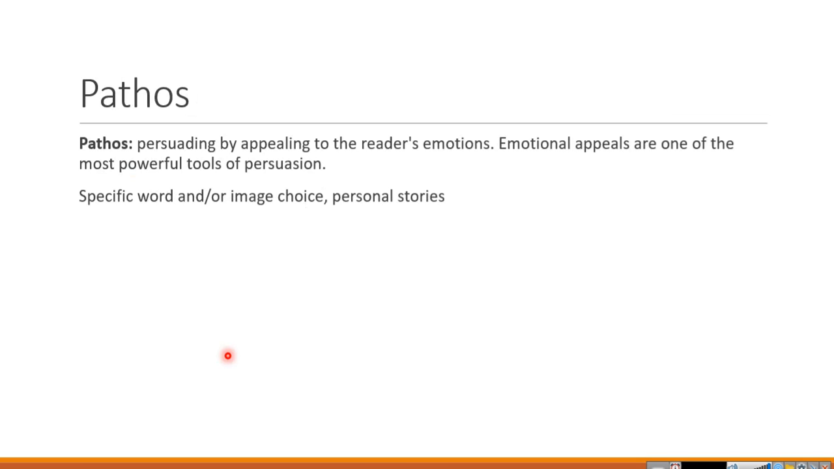All right. Let's continue with pathos. So Juli, please read me this slide. Okay, pathos, persuading by appealing to the reader's emotions. Emotional appeals are one of the most powerful tools of persuasion: specific words and or image choice, personal stories.